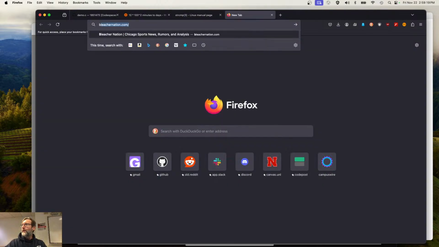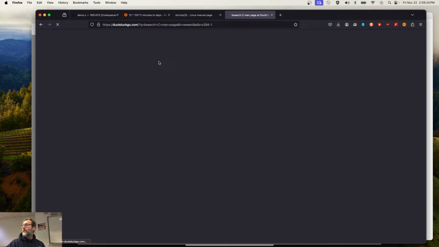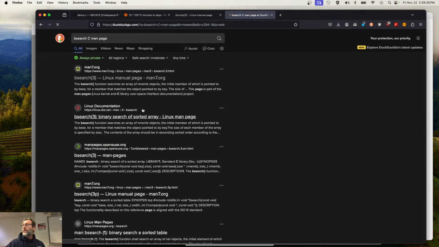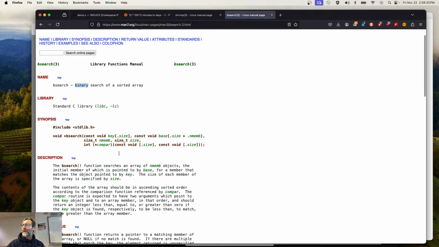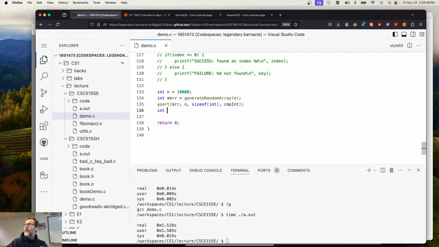Let's see, B search, C man page. There we go. Where is it? There we go. What do you think the B stands for? Binary. There you go. Binary search. And it's in the standard library. And it has essentially the same pattern here, right? But there's this new value here called key that you're actually searching for. So int key. Let's search this for 42.